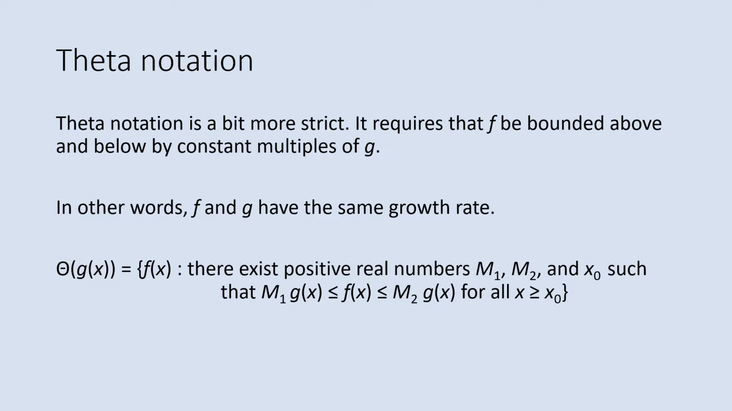So theta is a more precise measurement. Often in the literature, you will see big O used in this context. So the big O is sometimes somewhat misused in terms of comparing two functions. And so theta is a more precise measurement.